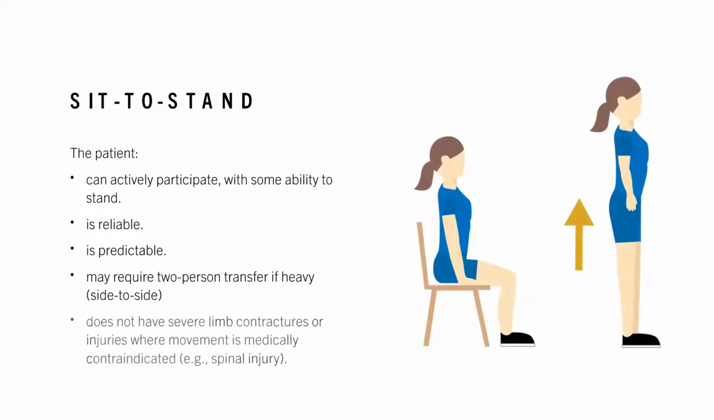Then we look at sit to stand. Okay, this patient can actively participate with some ability to stand, and is reliable and predictable. May require a 2-person transfer if heavy, which we sometimes see, and we will use this side to side method to transfer. One arm goes underneath the axilla or the armpit, the other arm is going to do the most work, which is at the waist, holding onto the pants. The one underneath the armpit is just to assist. So this patient doesn't have any severe limb contractures or injuries where the movement is medically contraindicated, like spinal injury.